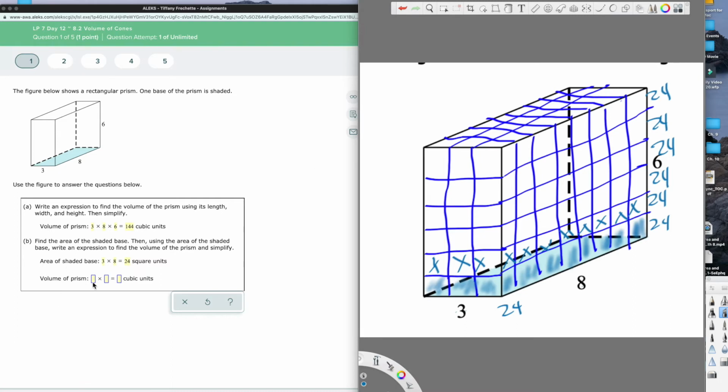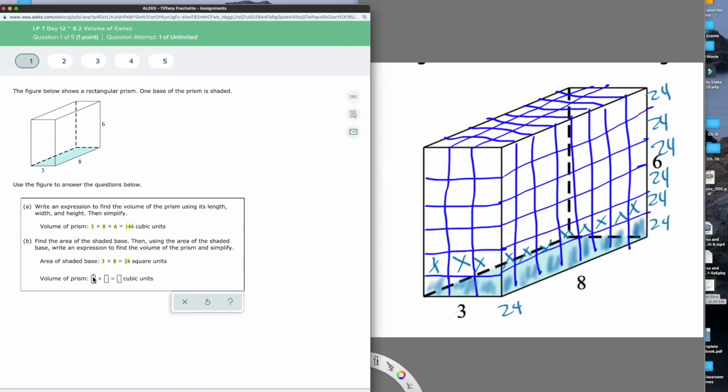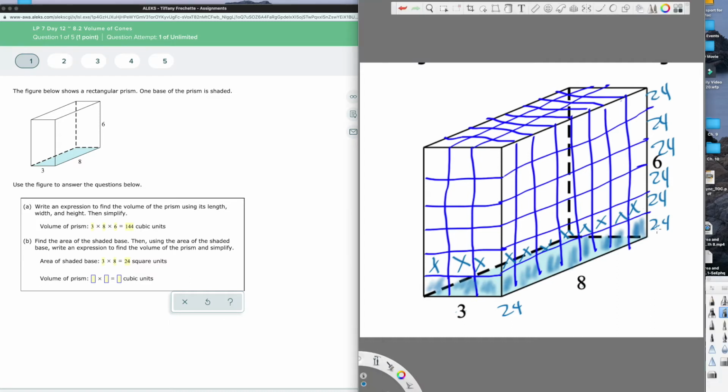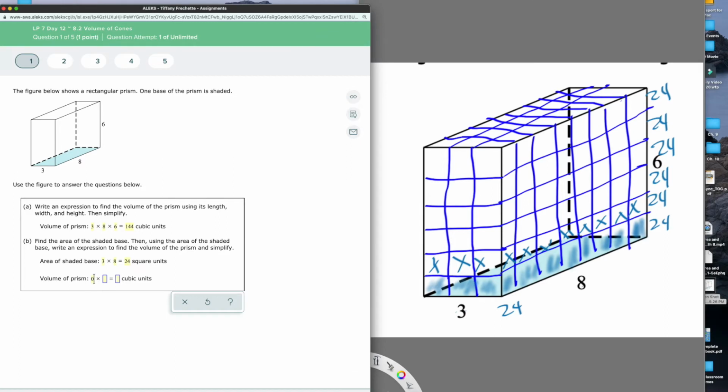So what we can do is use the area of the base and multiply that by the height. Instead of saying 24 plus 24 plus 24 plus 24 plus 24 plus 24, woof, that was a lot, let's just say 24 times 6. Why did that go 0? I did not mean to type 0 in there. So 24 times 6, which is actually the same thing as up here.